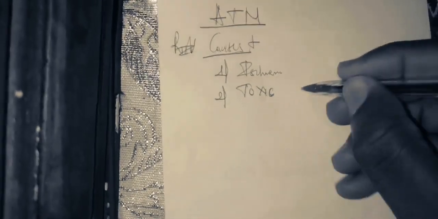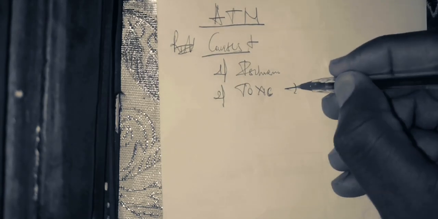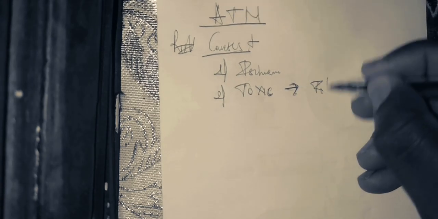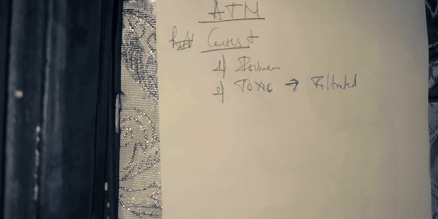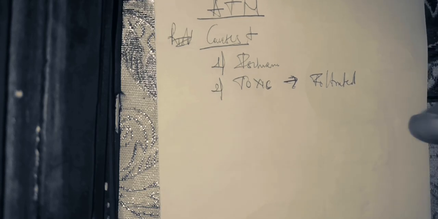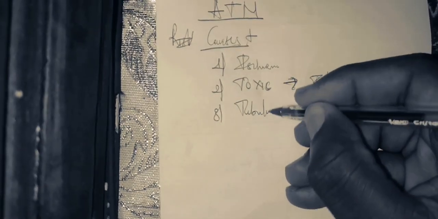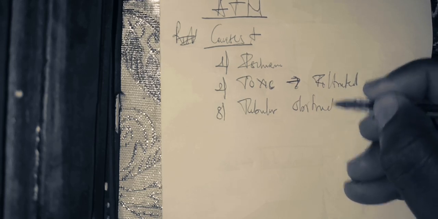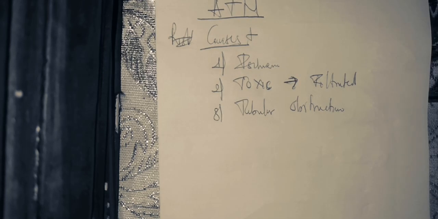And these toxic ones are the toxic products that are capable of being filtered. Is it clear? And then the last cause that can result in acute tubular necrosis is tubular obstruction. Is it clear? So those are the three major pathophysiologies via which you can have acute tubular necrosis.